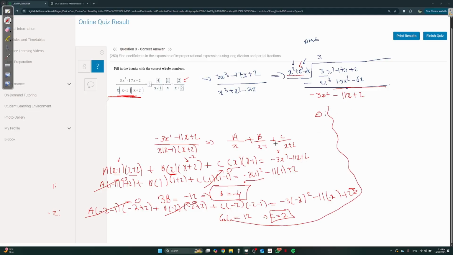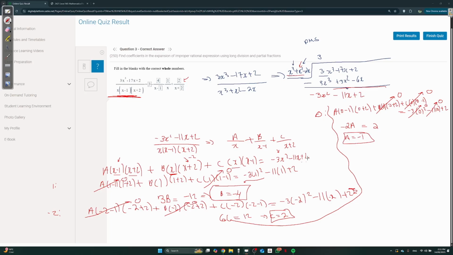Okay, substituting 0. We're going to get a times 0 minus 1, 0 plus 2, plus b times 0, 0 plus 2, plus c times 0, 0 minus 1, equals minus 3 times 0 squared minus 11 times 0 plus 2. So let's see what can we cancel. This b times 0 cancels, this c times 0 cancels, this 3 times 0 cancels, with this 11 times 0 cancels. So what am I left with? A times 0 minus 1, which is negative 1a. So negative 1 times 2 is negative 2a equals, as you can see here, 2. So you get a is negative 1.